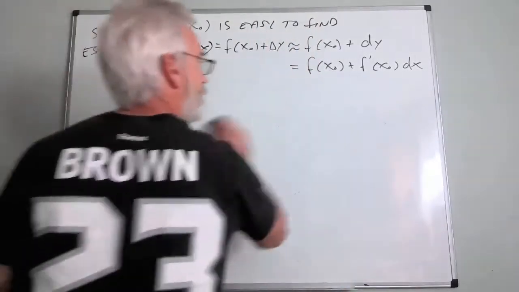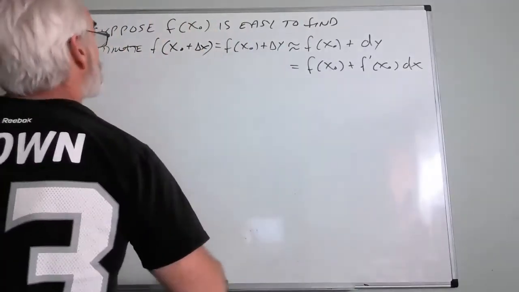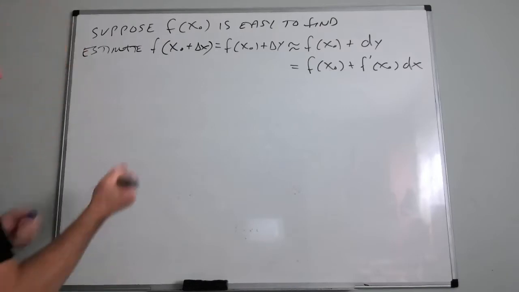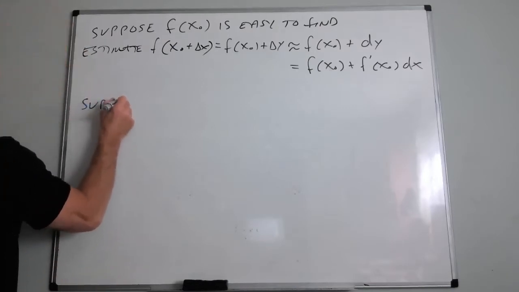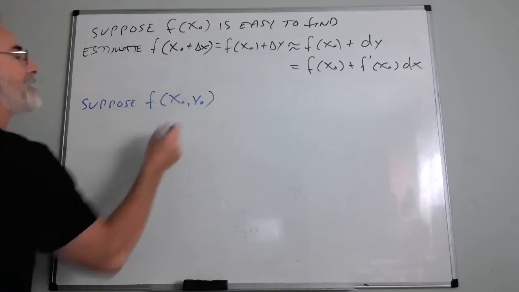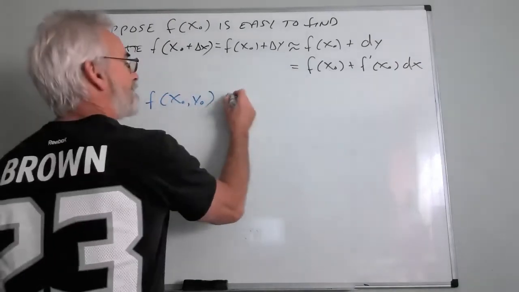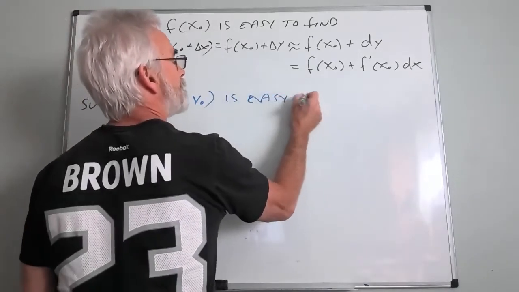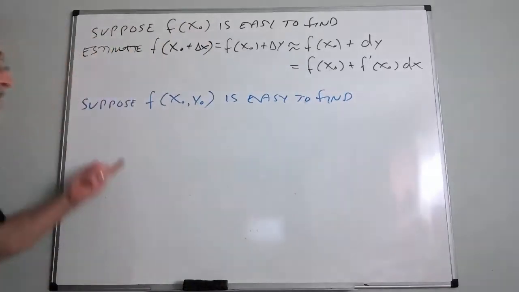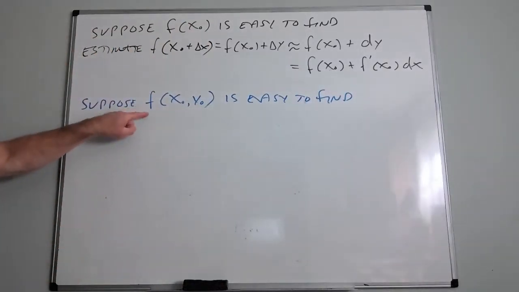So now I just want to give you the general case. Similarly, let's suppose f of x0 comma y0 is easy to find. Now I have a function of 2 variables. Now I'm in 3 dimensions. This would be the z value.